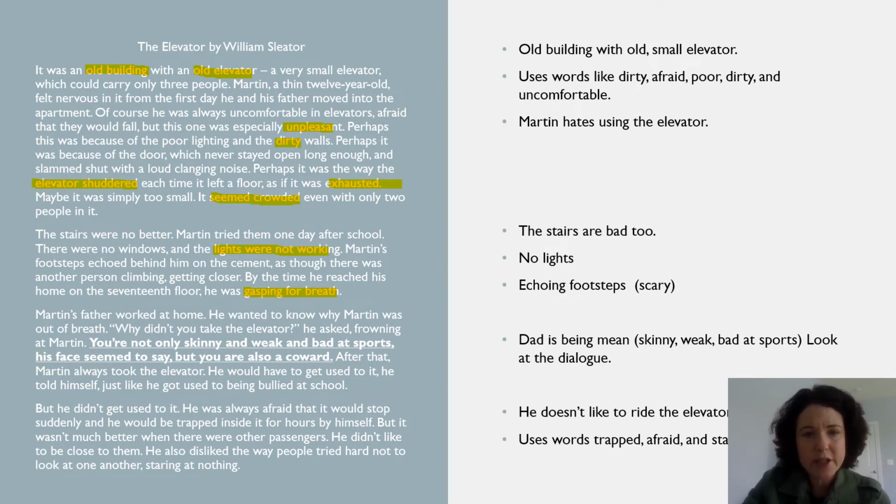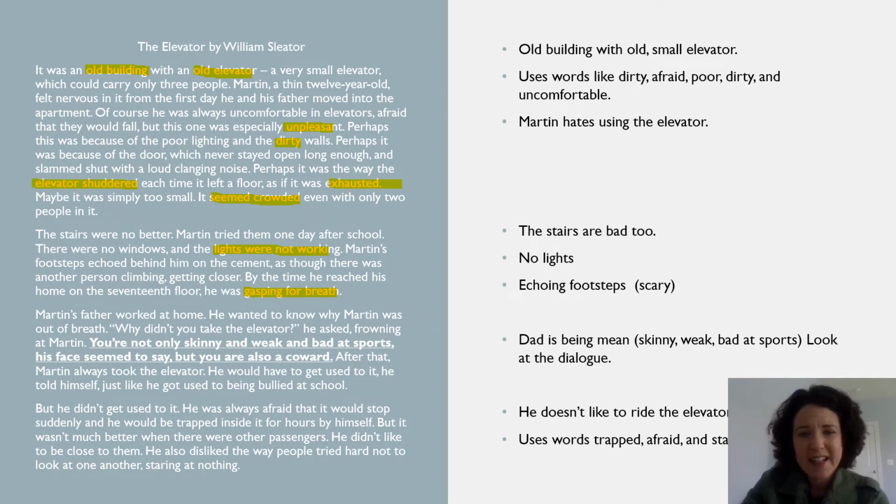Martin's father worked at home. He wanted to know why Martin was out of breath. "Why didn't you take the elevator?" he asked, frowning at Martin. "You're not only skinny and weak and bad at sports," his face seemed to say, "but you're also a coward." After that, Martin always took the elevator. He would have to get used to it, he told himself, just like he got used to being bullied at school.